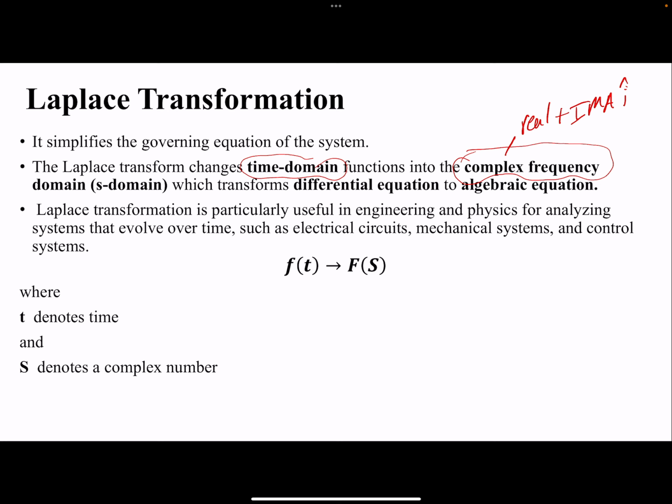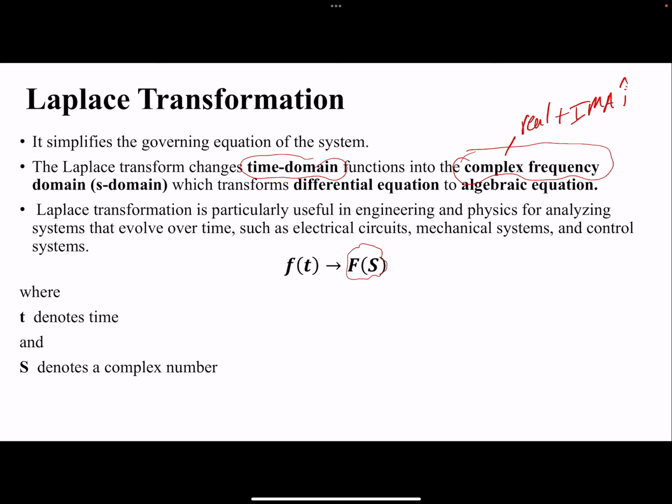We show it by I or J, the component. So we go from time domain to the S domain. The S domain, or the frequency domain, has the advantage that we are dealing with algebraic equations. So we can add, subtract, multiply, divide.